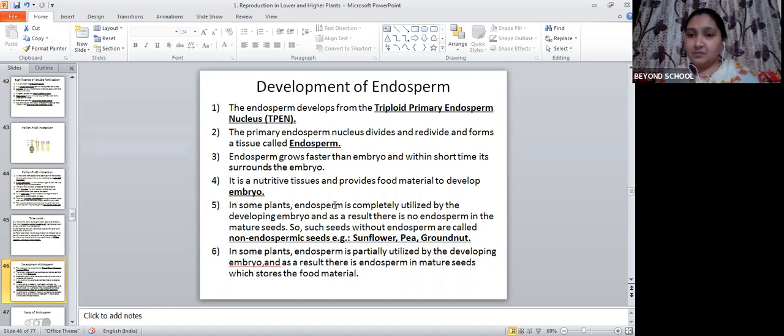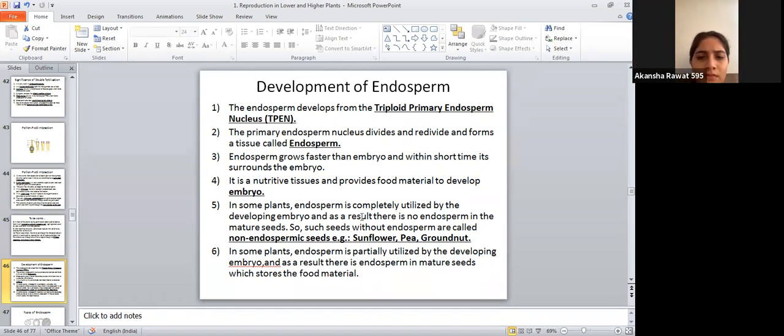This endosperm is completely utilized. What happens in certain plants? The plant uses this endosperm fully, and after using it fully, it starts developing into the embryo. And later on, when you see, the endosperm is not present.